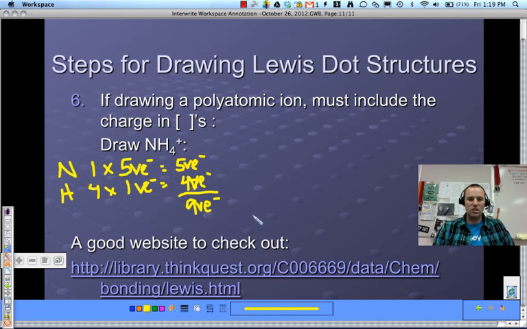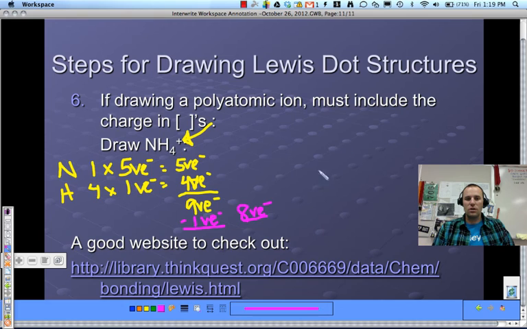Now, here's where it changes. This right here, the plus, what does that mean? That means that you have given away electrons. Remember, if it's positive, you've lost electrons. In this case, we've lost 1 electron. So before we do anything else, we have to take away 1 of our electrons from the total. So we actually have 8 valence electrons to hand out.